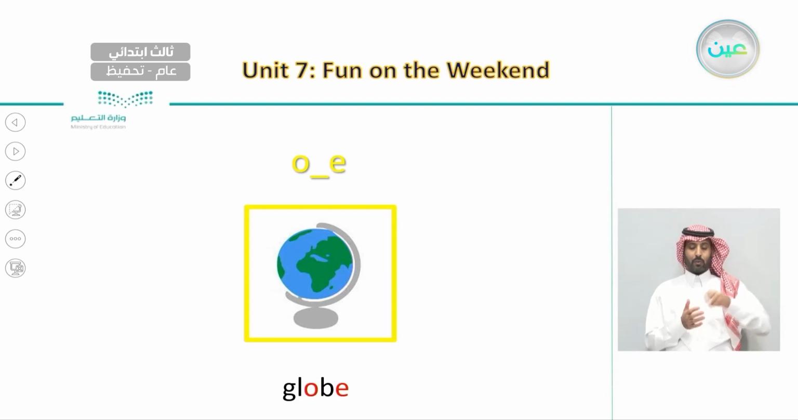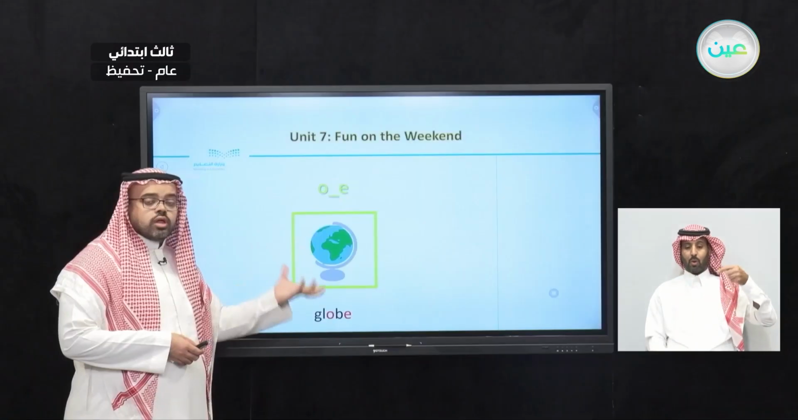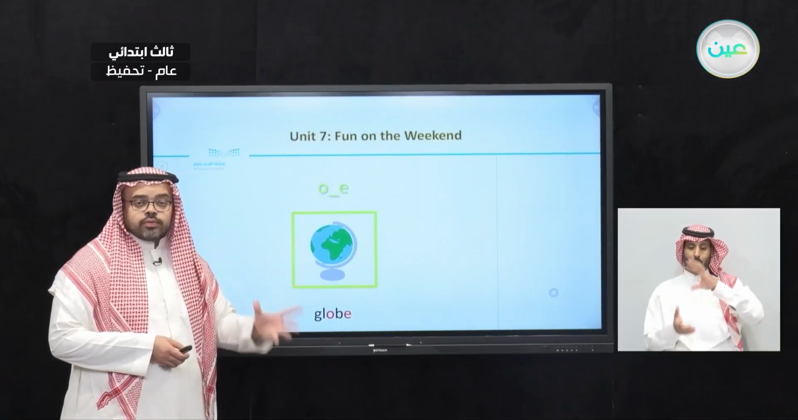Now, the other group of words that has O and E at the end. So now let's read these words and listen to them and also repeat them together. Here the first word we have is globe. Globe. Say with me, globe. Very well. So globe is a word that has O and E at the end. Globe means this sculpture, which means the world.